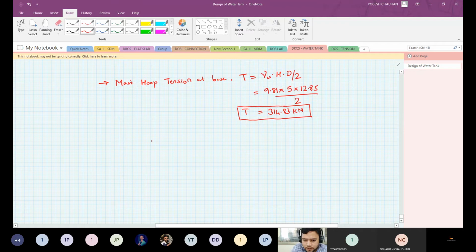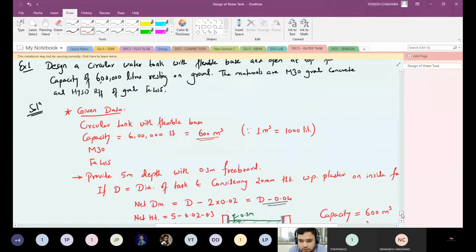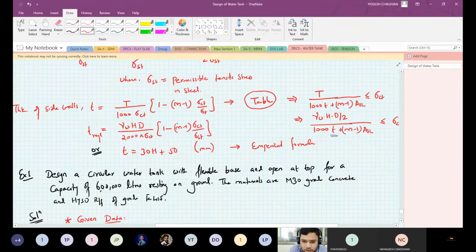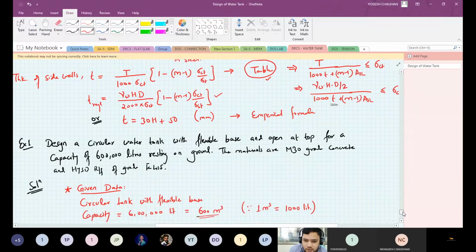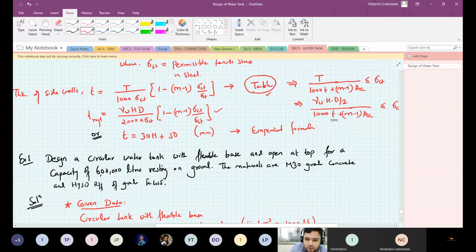Okay, so the thickness required. Now to find the thickness, we can either use this formula, or we can use the table. These two are one and the same, or you can use this empirical formula. Once you have the thickness, then you can find the amount of the steel required. So we'll use this formula, or we can also use this table.